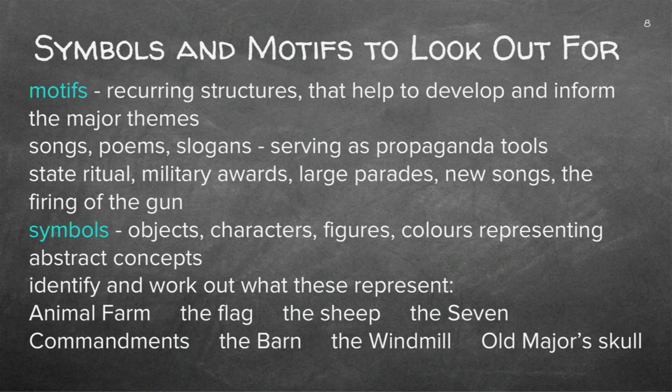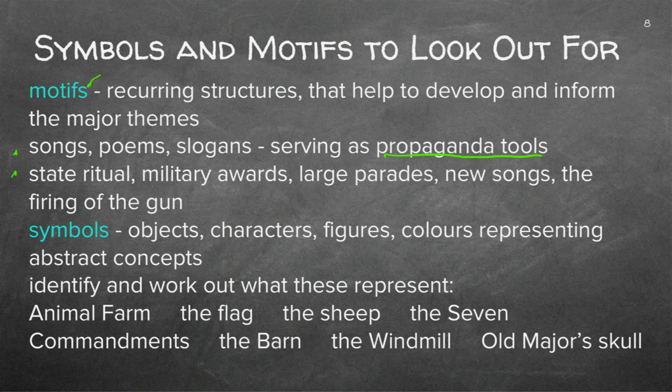The symbols that you need to look out for, you will have noticed that the motifs, which are the recurring structures in the book, will be songs, there'll be poems, there'll be slogans, serving as propaganda tools. Can you see that all these things are verbal? It has to do with language. Take note of that. And it serves as propaganda tools to manipulate, right?